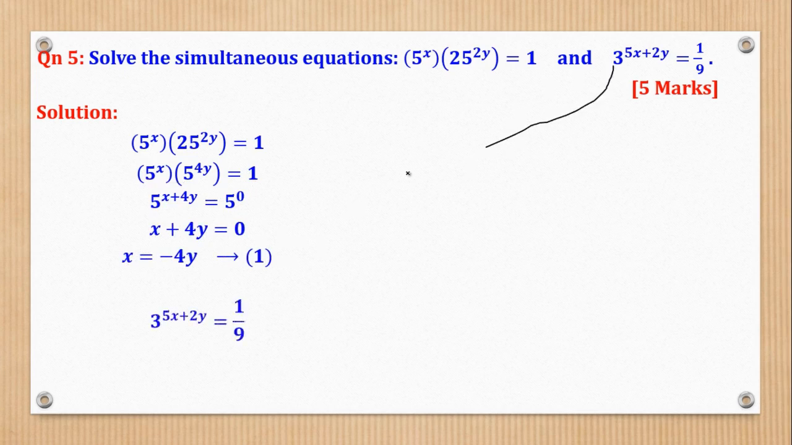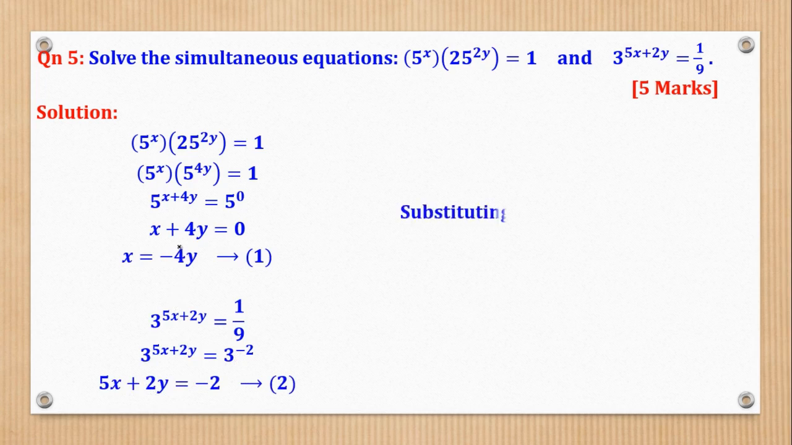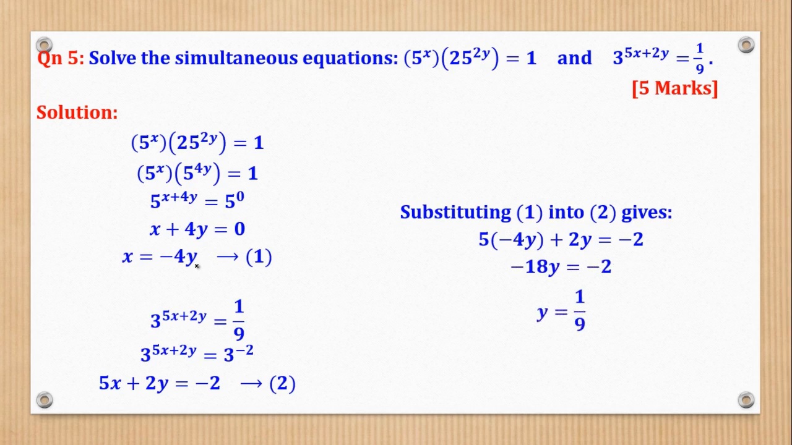What about from this equation? From here we shall see that 1 over 9 is the same as 3 to the power negative 2. Therefore, 5x plus 2y is equal to negative 2. But the good thing, x is equal to negative 4y, so I'll substitute for x and make y the subject. Then come and substitute for y here to get the value of x, and that's what they wanted.